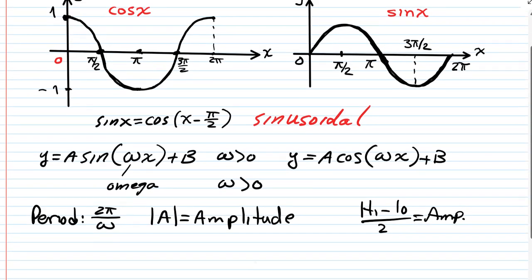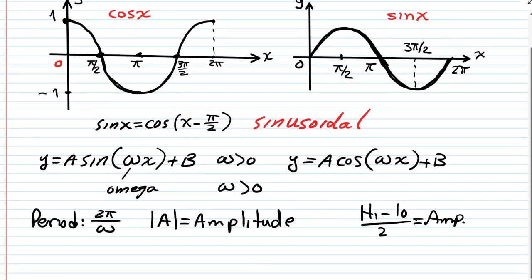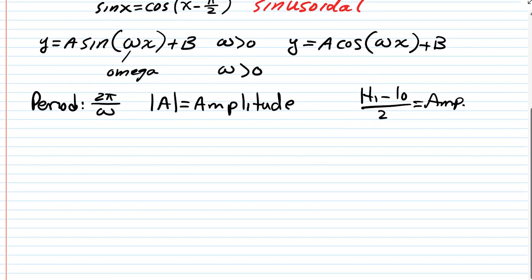And again, we're going with absolute value of a because a could be negative. If a is negative, then that will cause a reflection of the graph about the x-axis. So the absolute value of that, the amplitude, will not change even if you reflect the graph about the x-axis. Okay, so we got the amplitude and the period.